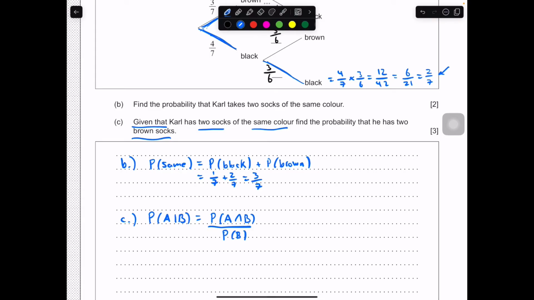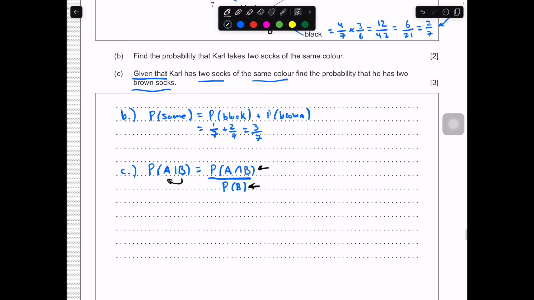With conditional probability, we often want to read from the back to the front, where we're dealing with some subset, and then we're saying out of that subset, what is the probability that we have a smaller portion within that subset. So in this case, given that Carl has two socks of the same color, maybe it's double black, double brown, find the probability that he has brown socks. So out of all the socks that are the same color, what fraction of those are brown? Essentially that's what we're asking.